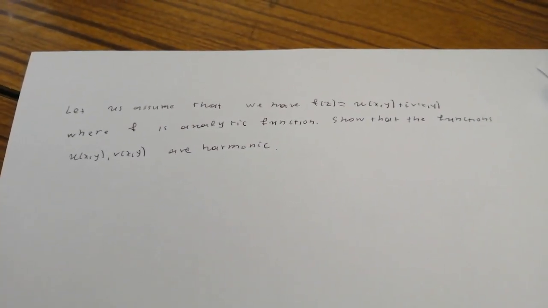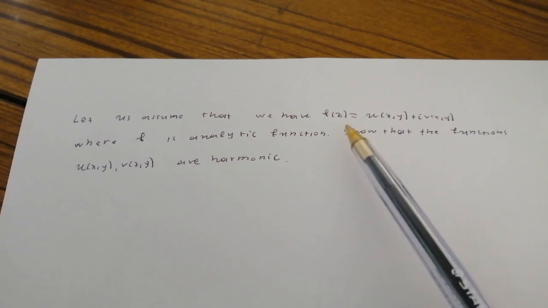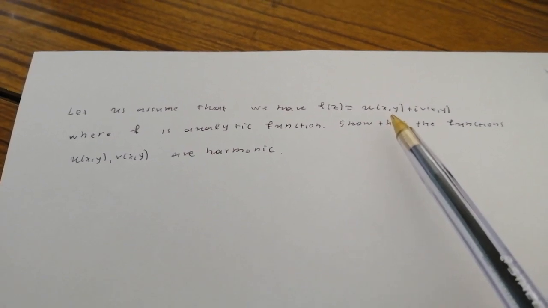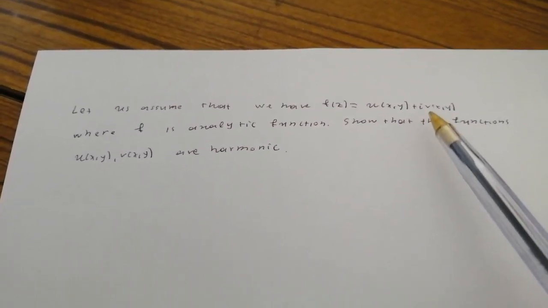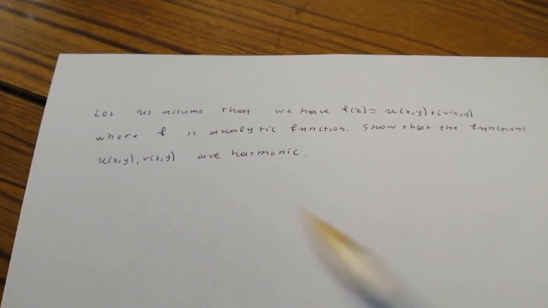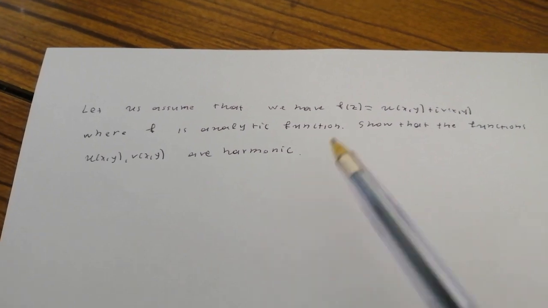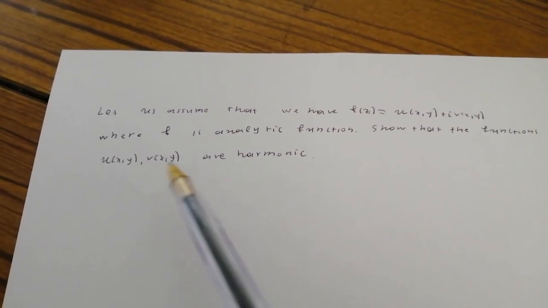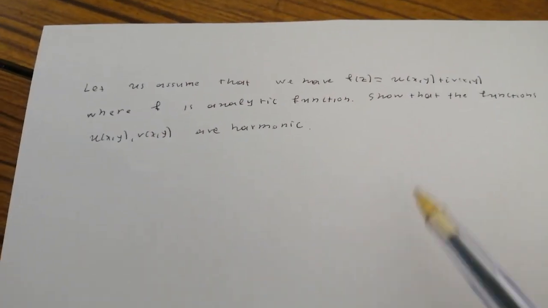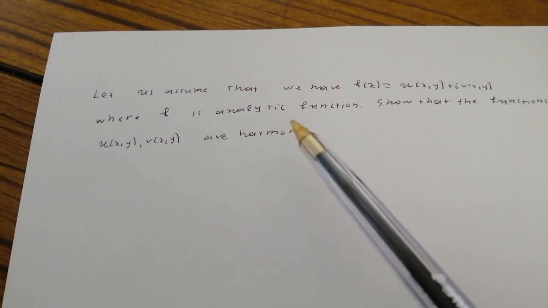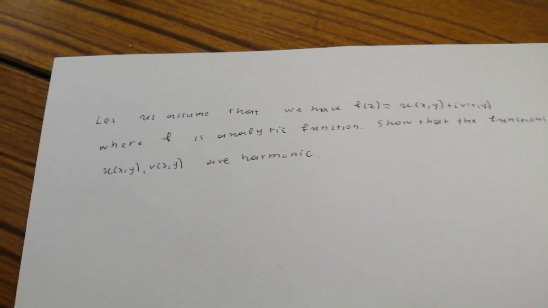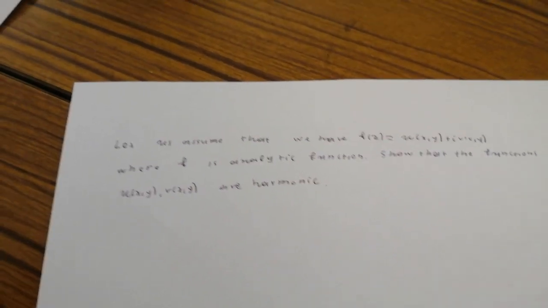Let us assume that we have this complex valued function f of z, which is equal to u of x comma y plus i times v of x comma y, where f is an analytic function, so that the functions u and v are harmonic. We take into consideration that f is an analytic function, and since f is an analytic function, the Cauchy Riemann equations come into play.